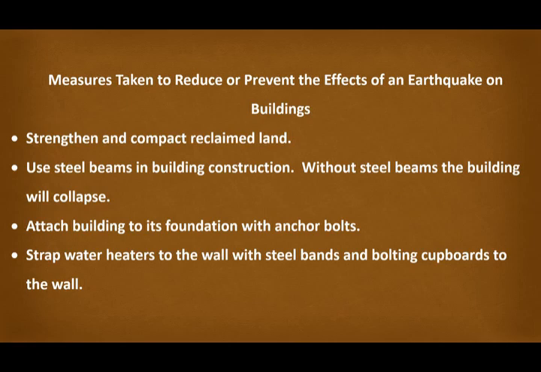So, what are some measures that we need to take in order to prevent or reduce the effects of earthquakes on buildings? Well, buildings need to be strengthened and compacted. Reclaimed land. Use steel beams or steel rods, all right, to make sure buildings are firm. Attach buildings to their foundation with anchor bolts and strap water heaters to the wall. All right, so not only water heaters, but any other object that can freely fall. You need to strap them close to the wall or along the wall.